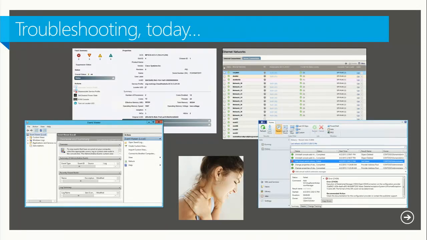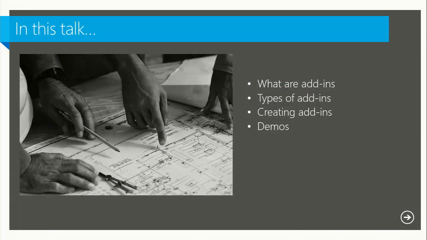So in SP1, there's a feature called add-ins that gives the option for having a ribbon button that could bring all of this information together in the VMM console in one place. And I'm going to talk to you about that today. And at the end, you'll know how to create one, what they are, and we'll have gone through both a simple and a complex example. So we'll talk about what add-ins are, the different types, how to create them, and I'll show you a couple of demos as well.